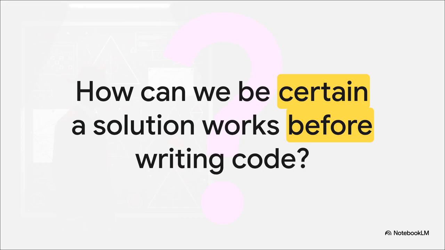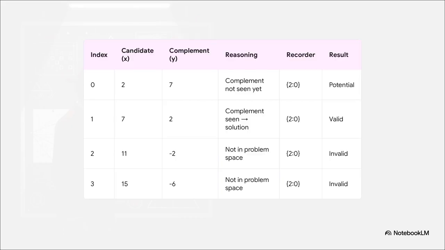The answer is we build a proof layer. Let's walk through exactly how to do that. This table, this is our proof in action. So imagine our hash map is a detective's notebook. We'll call it the recorder.